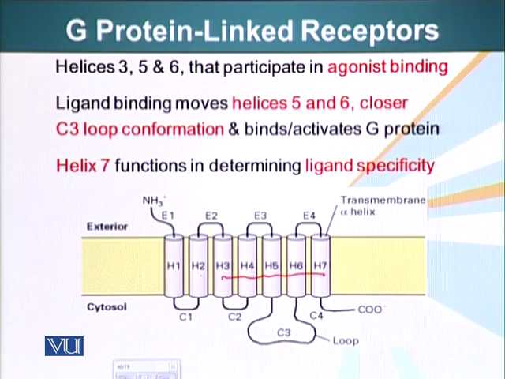Ligand binding moves helices 5 and 6 closer. When ligand binds, these two helices come closer and it squeezes this loop, which is called the C3 loop. And when this loop is squeezed, it of course changes shape, and the proteins inside the cell can recognize this change in the receptor structure, and they can convey this message to the other parts of the cellular machinery. Helix 7, H7, basically determines the ligand specificity, whether this receptor will be able to bind a given ligand or not.